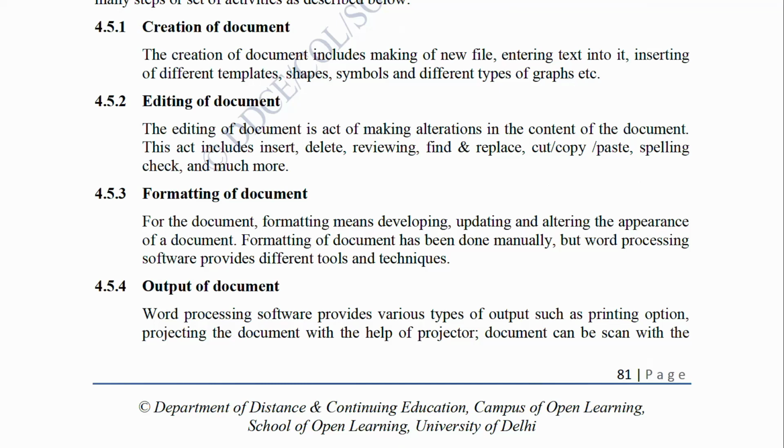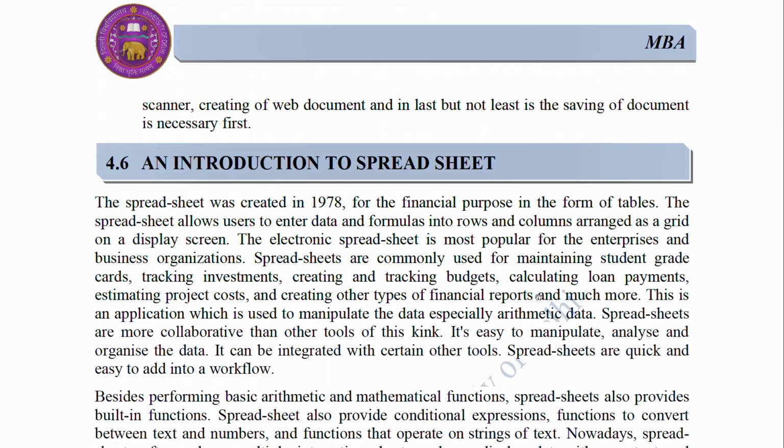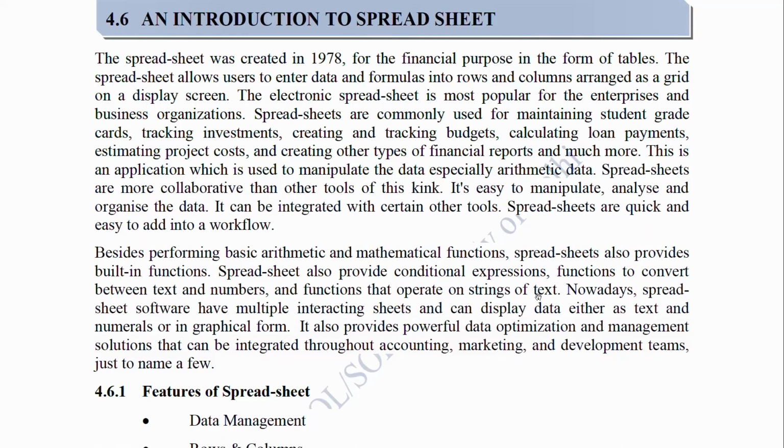4.5.4 Output of document. Word processing software provides various types of output such as a printing option, projecting the document with the help of a projector. A document can be scanned with the scanner, creating a web document, and last but not least, saving the document, which is necessary first.